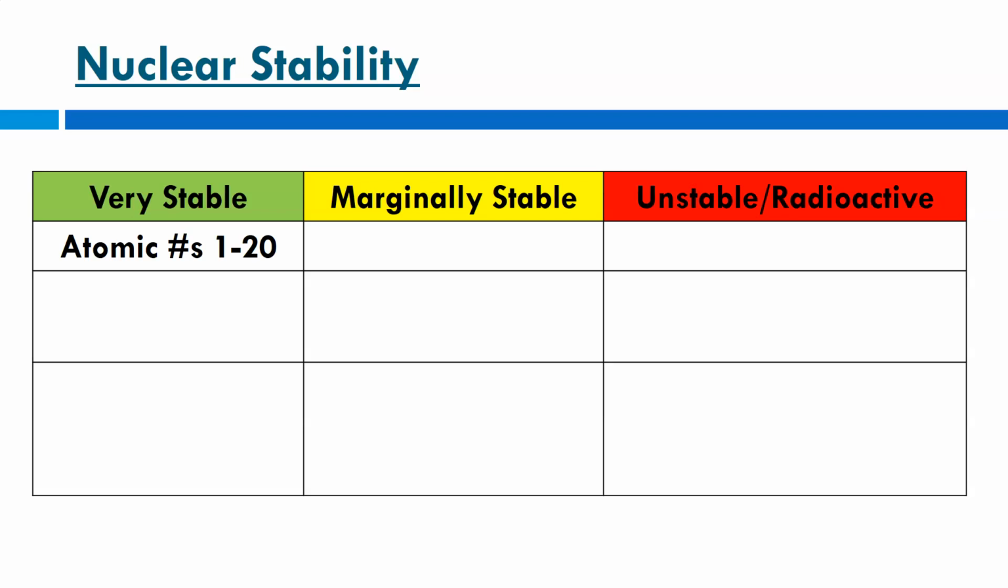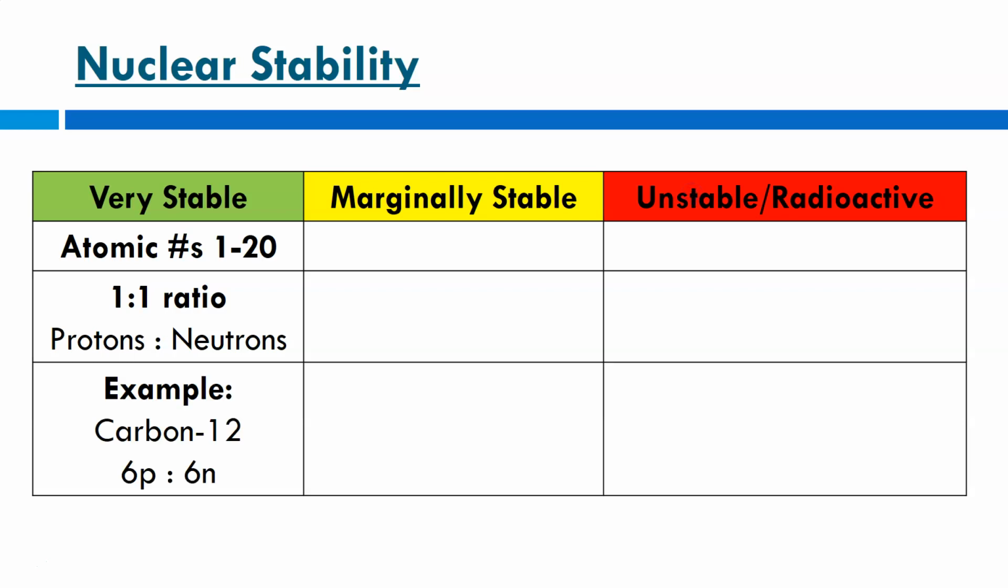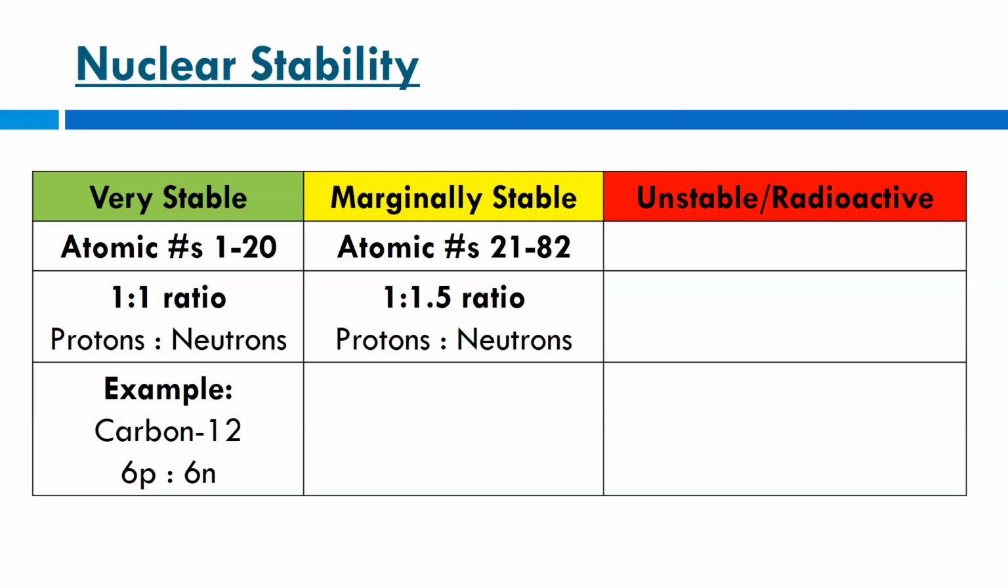So the atomic numbers 1 through 20, those elements are all very, very stable. They tend to have a 1-to-1 ratio of protons to neutrons. So for example, carbon-12, nice even ratio, very stable. As your numbers start increasing, we start seeing an imbalance in the ratio. So atomic numbers 21 to 82, we start having more of a 1 to 1.5 ratio. For example, if you look at mercury-200, do you see how many neutrons that has compared to protons?